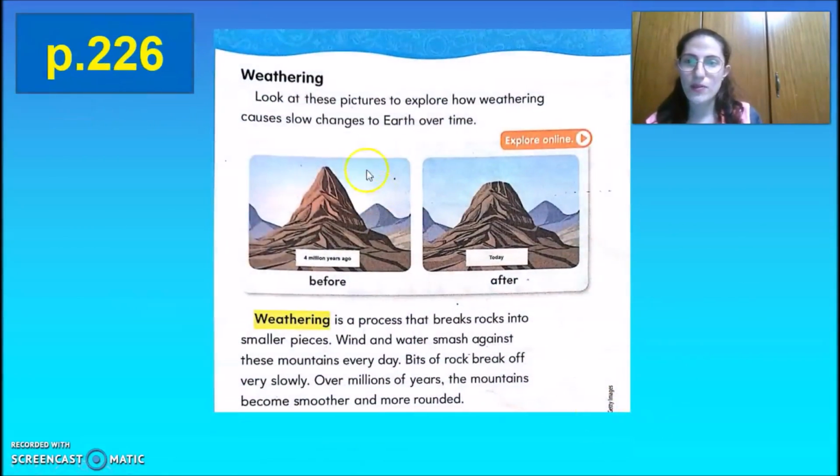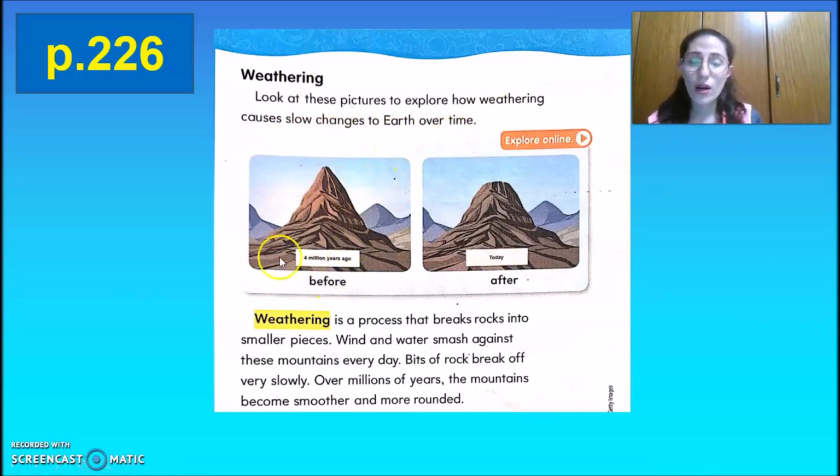We open our books to page 226. Weathering. Look at these pictures to explore how weathering causes slow changes to Earth over time. I'm going to reread it and then I'm going to start explaining. Weathering. Look at these pictures to explore how weathering causes slow changes to Earth over time.